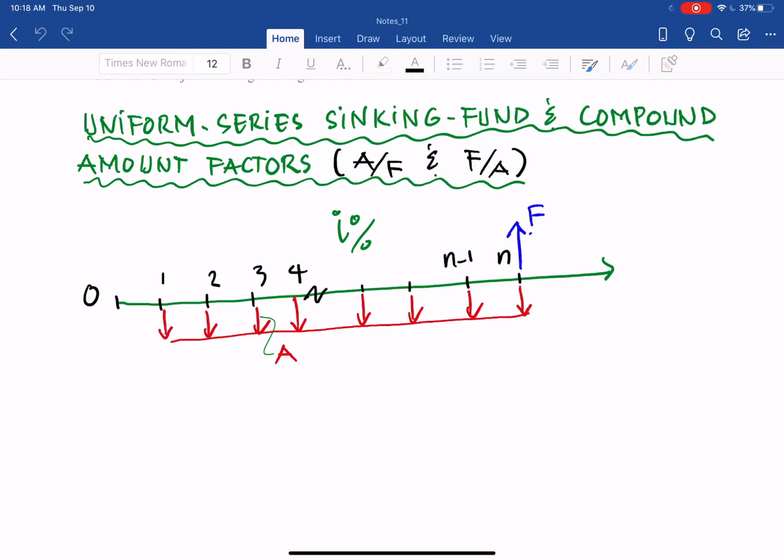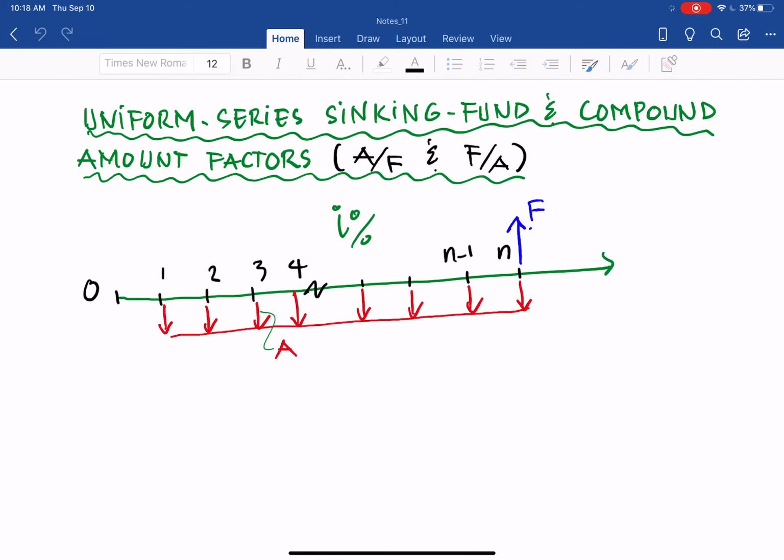The third group of equivalence factors that we want to deal with is the uniform series sinking fund and compound amount factor. So basically that is A over F or F over A. Uniform amount A, future value F. And we realize this with the cash flow diagram as shown here: you have a uniform amount A over a period of time N, and at the end, the equivalent F equals how much, or vice versa.